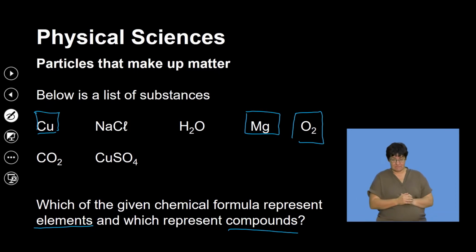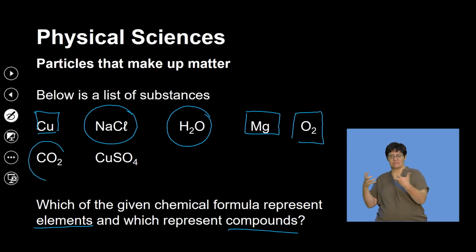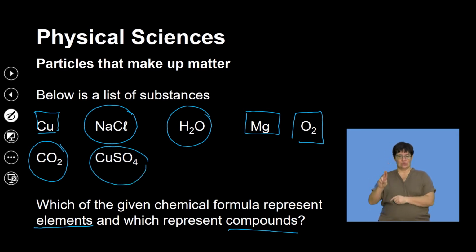Now, let's look at compounds. Just for distinction, we'll circle the compounds. What's so special about sodium chloride? This consists of two atoms of different kinds that are chemically bonded. So this is a compound, while water is another example of a compound. And again, we can also say carbon dioxide is a compound, while also copper sulfate is another compound.